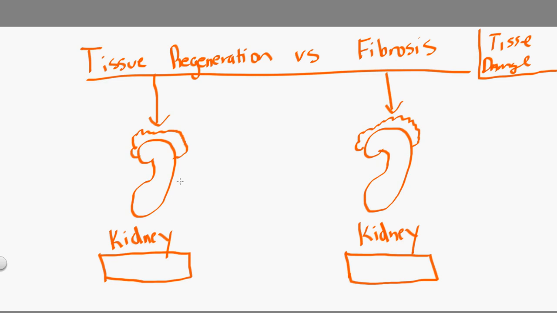fibrosis. So first of all, this is an example of a kidney. These are very crude drawings here, and this is the adrenal gland. The adrenal gland here. Okay, and this is the kidney there. Now here's the basic difference with tissue regeneration.